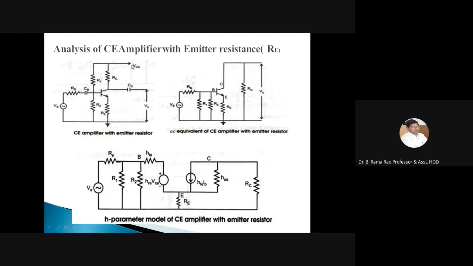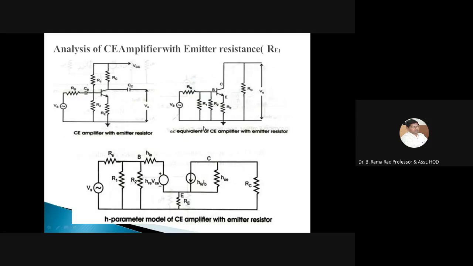We are going to replace this DC power supply by a short circuit or simply ground. So the DC voltage is short circuited, and then we have replaced the transistor with its equivalent hybrid model. This is the equivalent hybrid model: HIE, HOE, HFE, and HRE. So these are the hybrid equivalent model of the transistor.